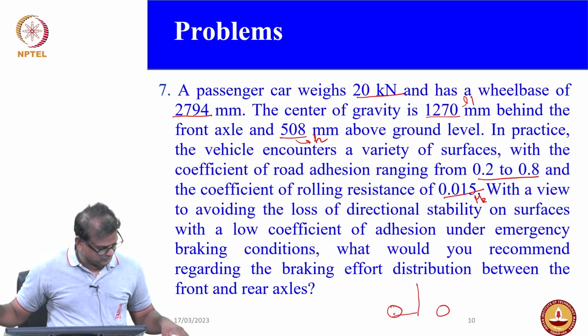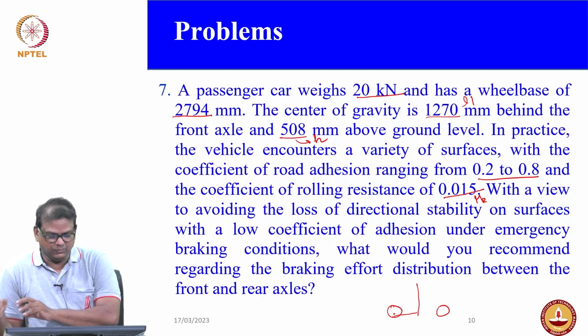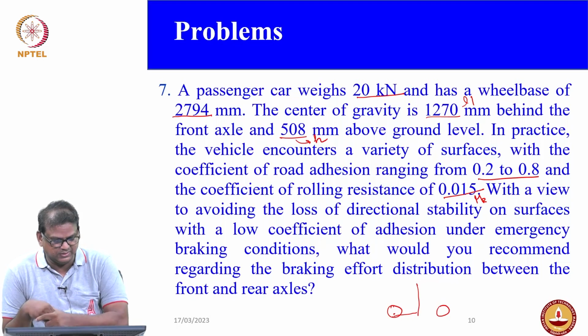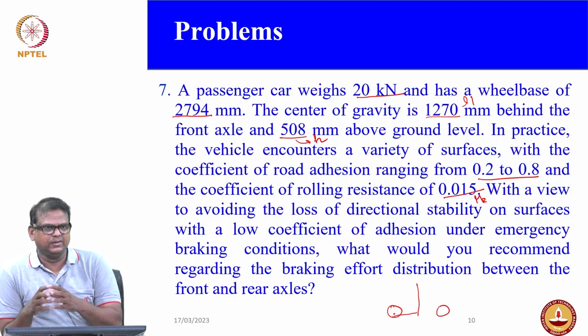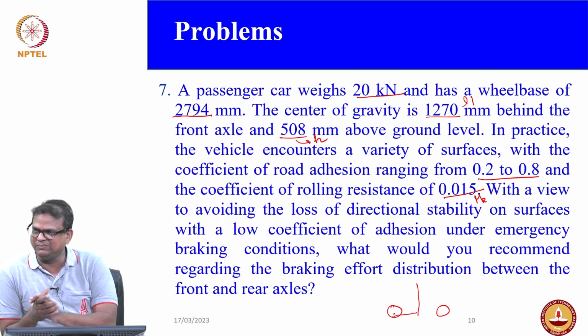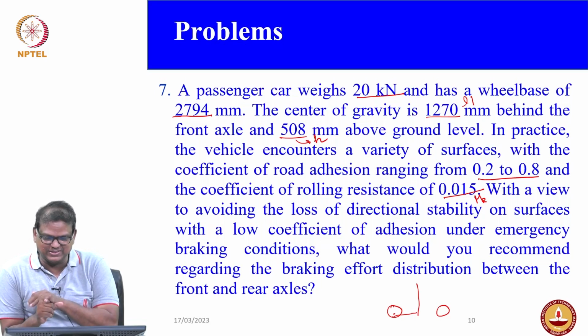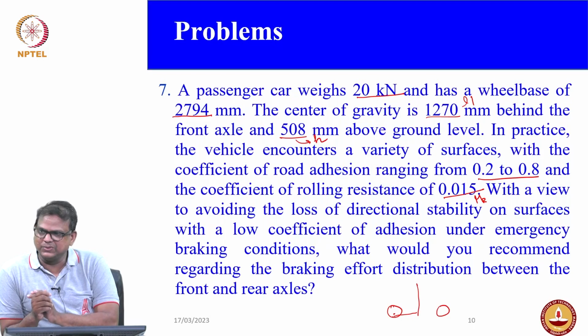So what do you understand? What do you mean by avoid loss of directional stability? There are two things. When the front wheel locks, what will happen? Directional instability is different, and loss of direction is different, right. So they are both different.